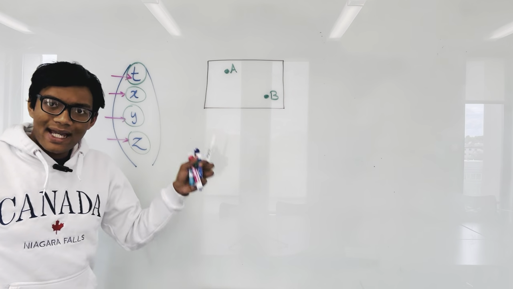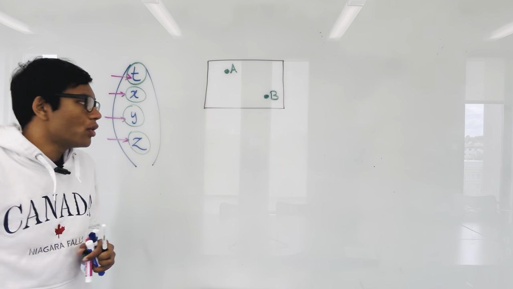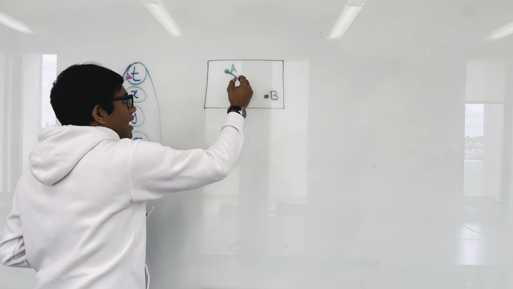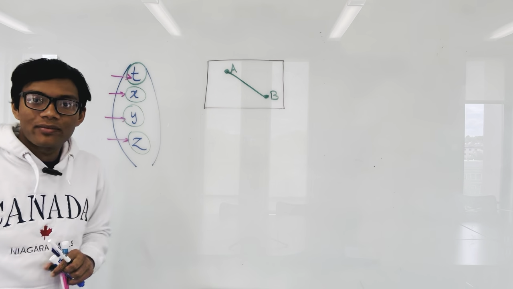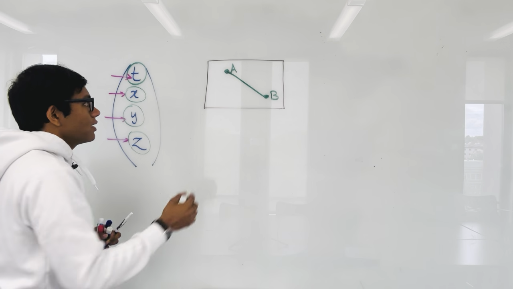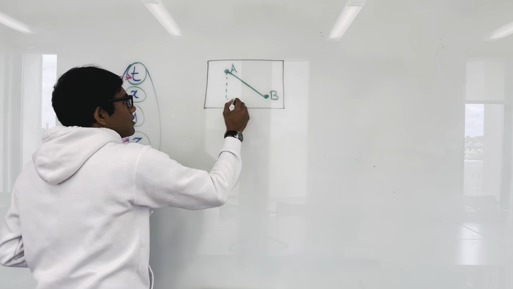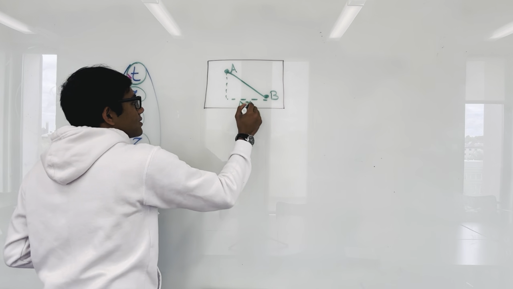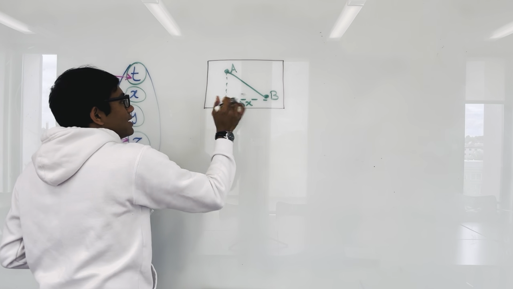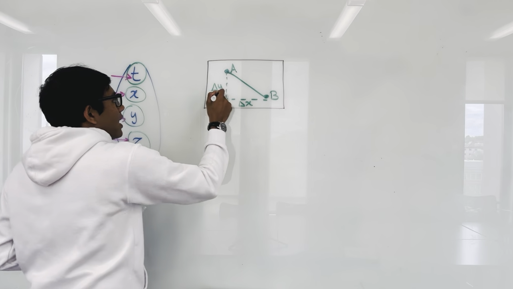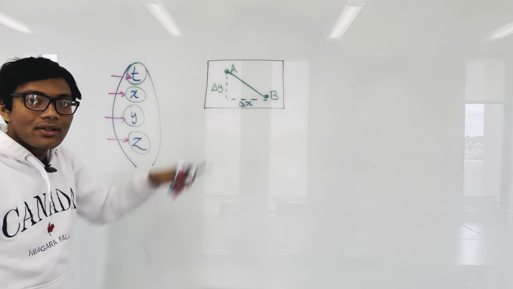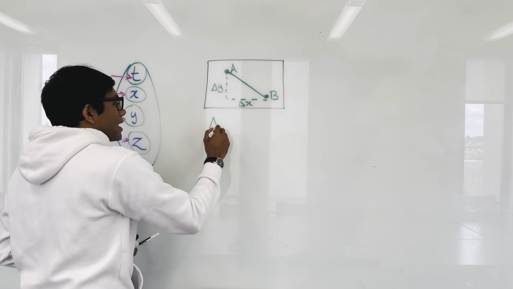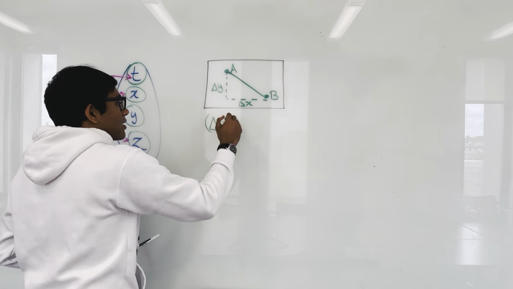Now, if I give you the x and y coordinates of these 2 points, you should be able to tell me how far away these points are from each other. How? Well, you just take delta x, how much separated they are in the x direction, and delta y, how separated they are in the y direction, and you write down the Pythagorean formula.